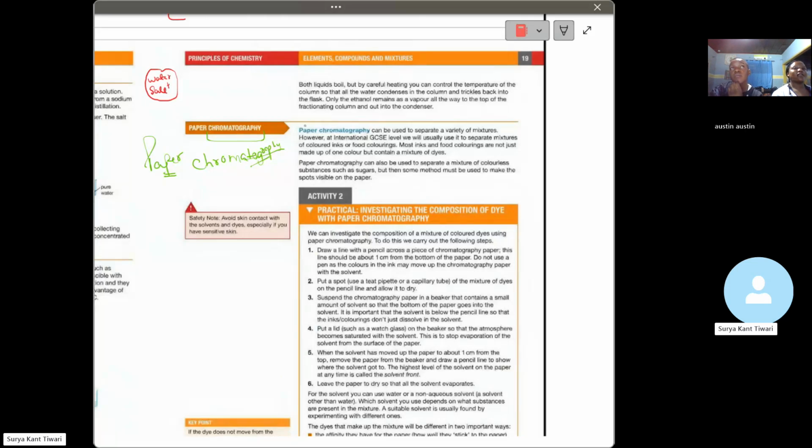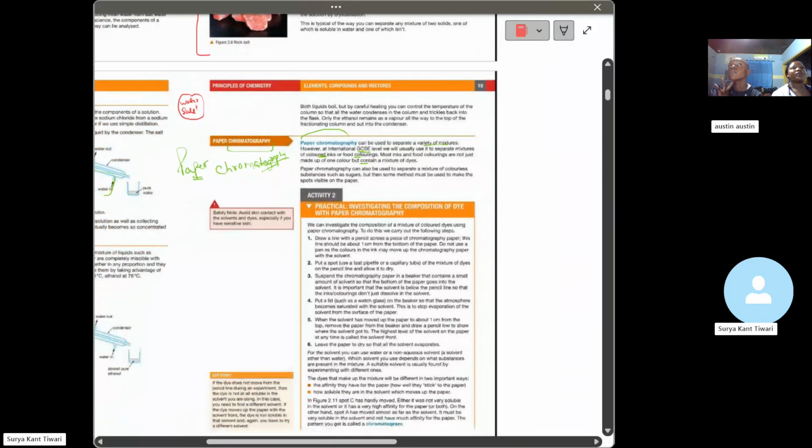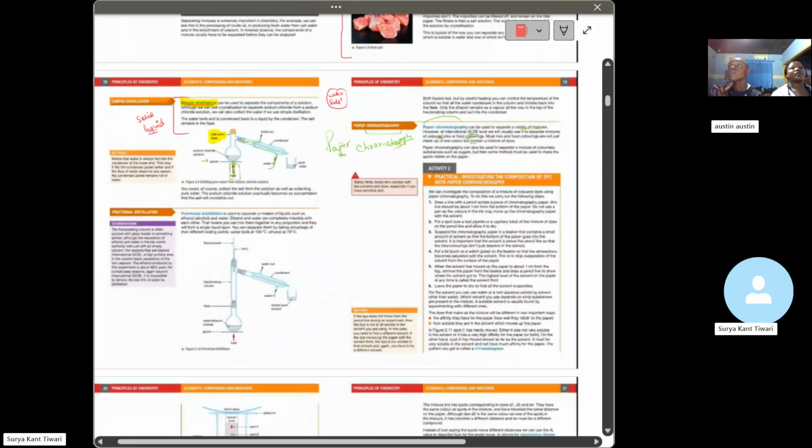Paper chromatography can be used to separate a variety of mixtures. But at GCSE level, we will use it only to separate colored inks or food colorings. Okay. So we don't have a lot of examples for that.